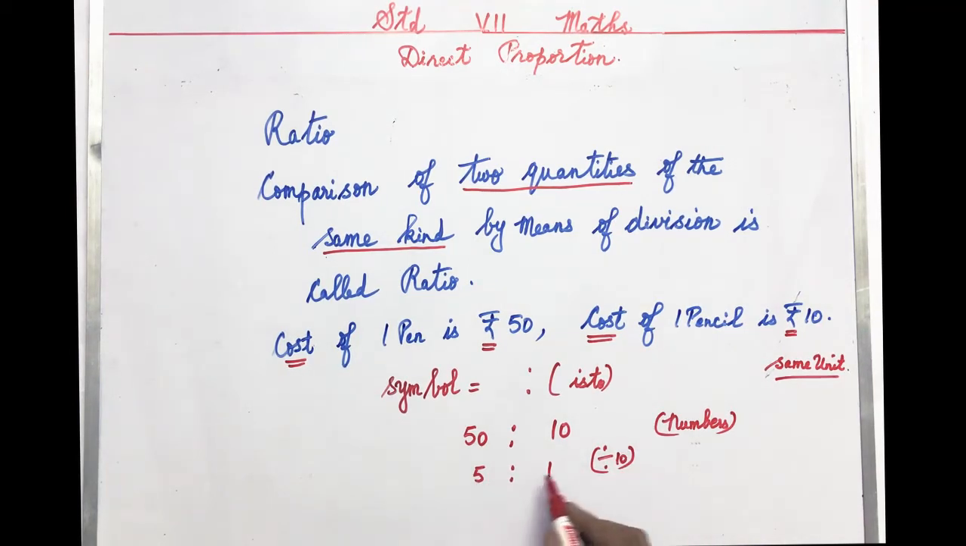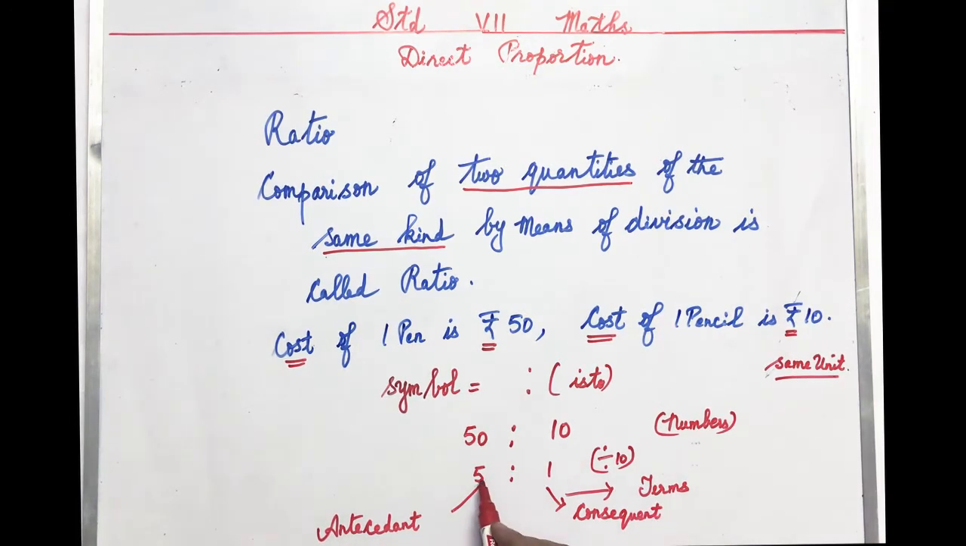And here we are comparing two quantities. These two quantities are called as terms. In ratio, quantities are called as terms. The name of the first term is antecedent. And name of the second term is consequent. So name of the first term is antecedent. Name of the second term is consequent.